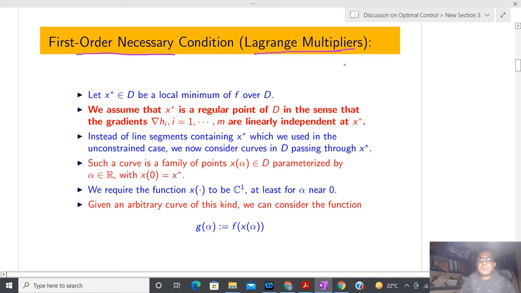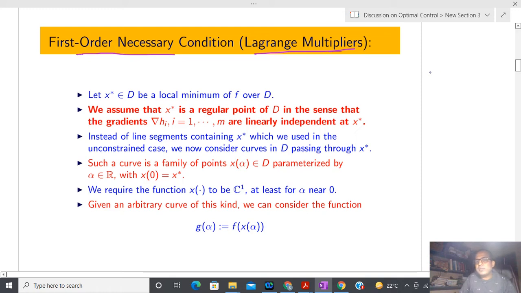Okay, we will see. But before seeing that, we have to give some kind of mathematical guarantee. So that part I am going to discuss. Let x star belong to D, be a local minima of f over D.